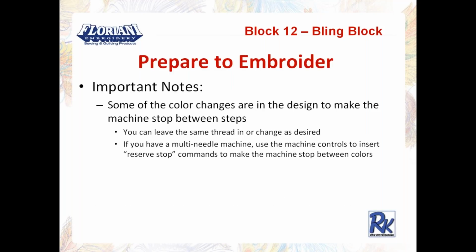Before we embroider, it's important to note a couple things. Some of the color changes in here are in the design simply to make the machine stop between the steps. And in this particular block, that's so you can put your various pieces of fabric down and press them out of the way, etc. And you have the option of leaving the same color thread in or changing it as desired. Personally, I load up the color thread that I intend to use for the quilting stitches and just go ahead and leave that in all the way through the steps.